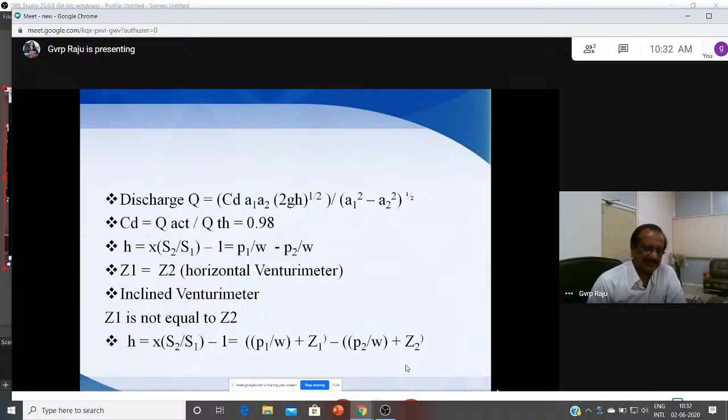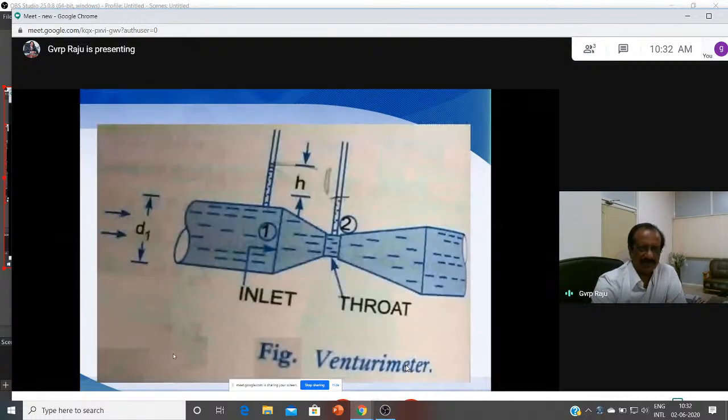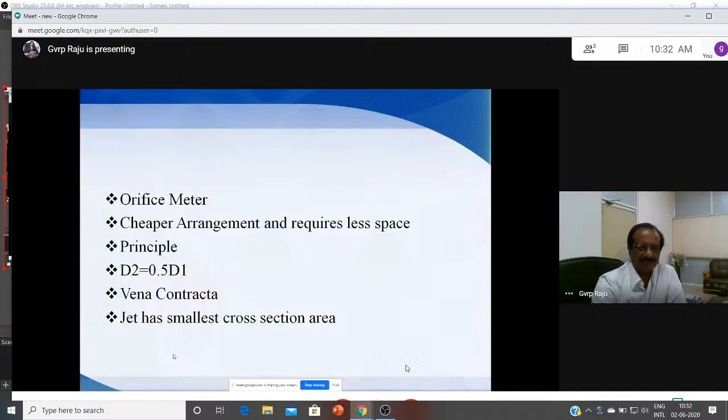For an inclined venturi meter, when the pipeline is inclined, Z1 is not equal to Z2. The only difference is that we have piezometric heads: (P1 by w plus Z1) minus (P2 by w plus Z2), which is equal to H, which is x times (S2 by S1 minus 1). So this is the venturi meter we discussed yesterday.